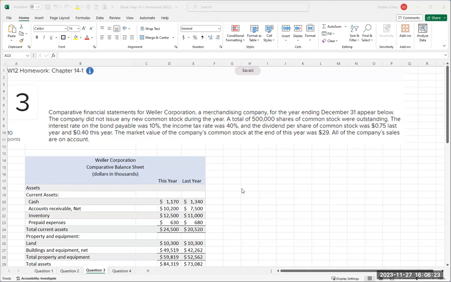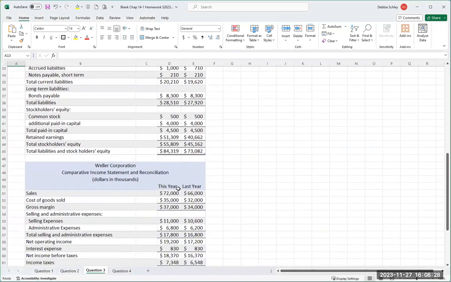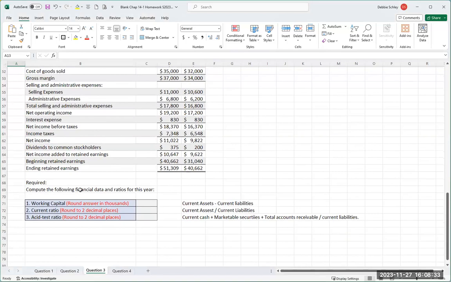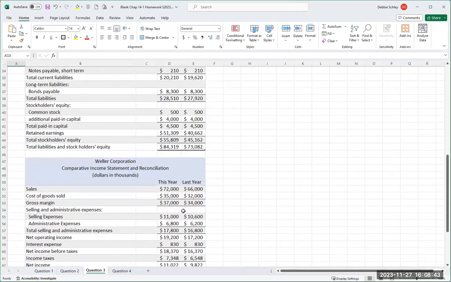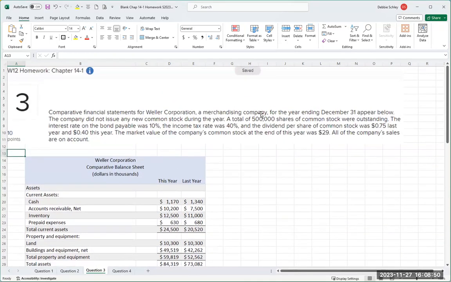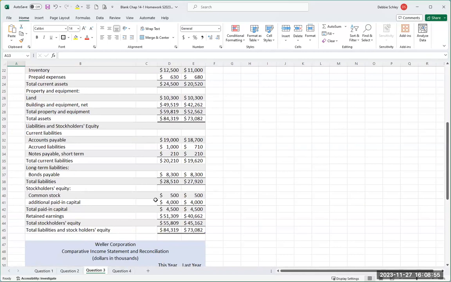Okay, so that's important. So this is just the balance sheet that they gave me and the income statement that they gave me. Now here's the required. Compute the following financial data and ratios for this year. So number 1 is working capital, and we round the answer in thousands. Oh, that was the other thing I was going to point out. These are in dollars in thousands. So when they said there's 500 shares of common stock, they mean 500,000, and then they gave us the number 500.